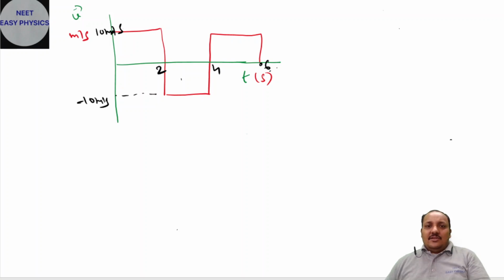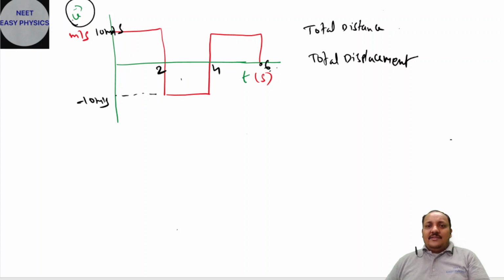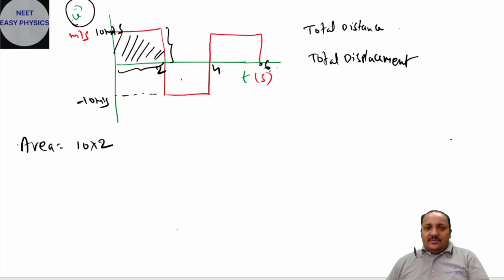This is time. Now what is the total distance? What is the total displacement if they ask? How do we have to do it? Again, this is a graph between velocity and time. To find distance and displacement, what we have to calculate is area. So what is the area of this first part? First part area is length into width, 10 into 2. Next, this area.